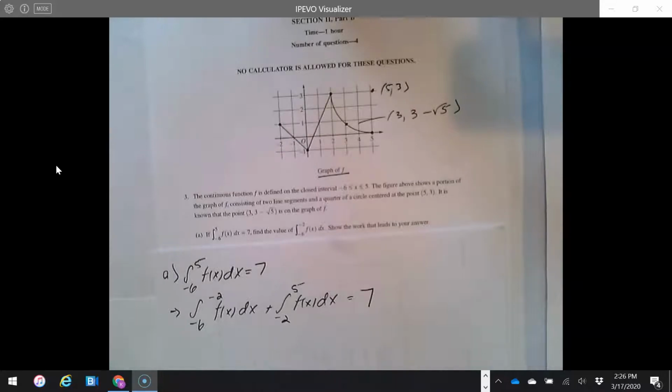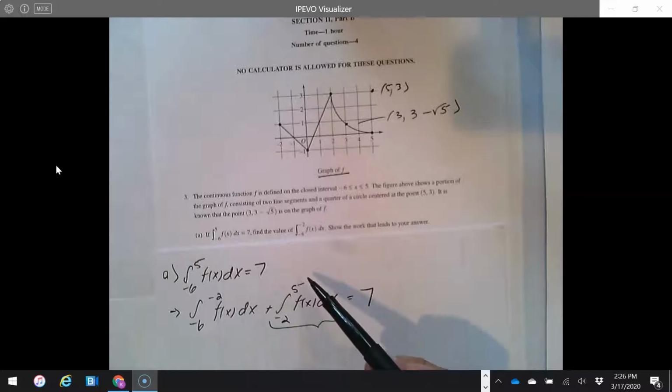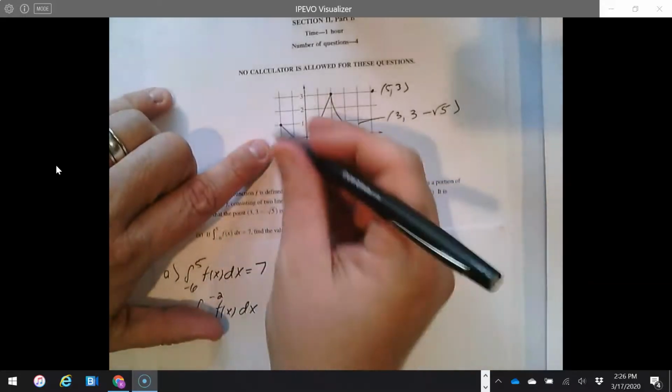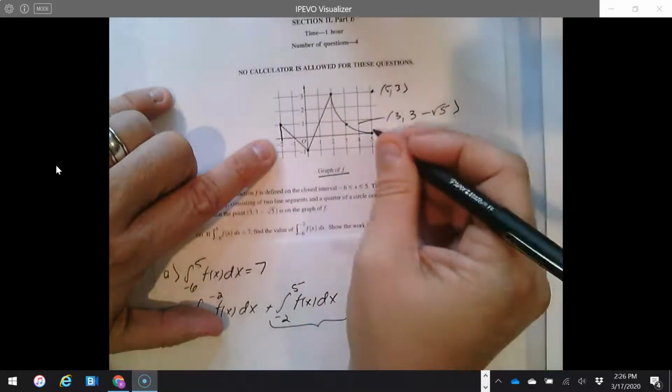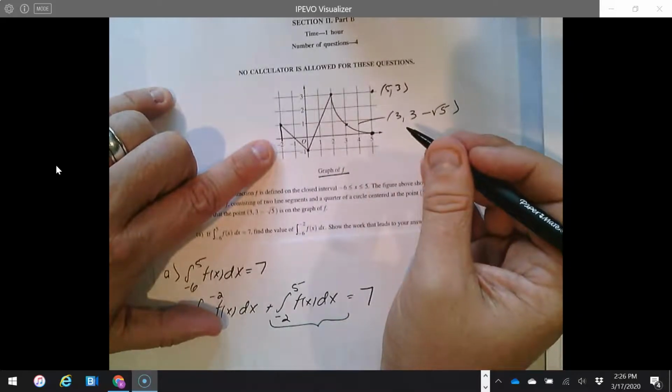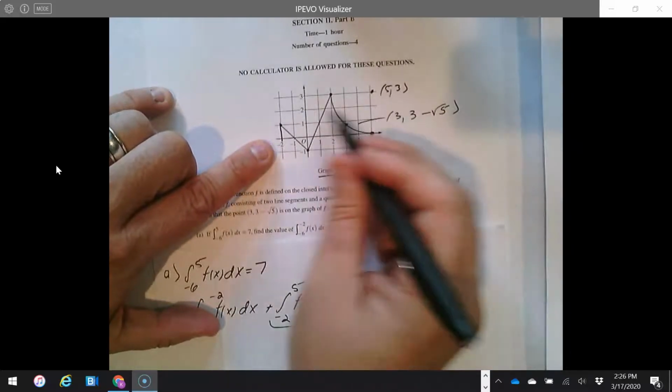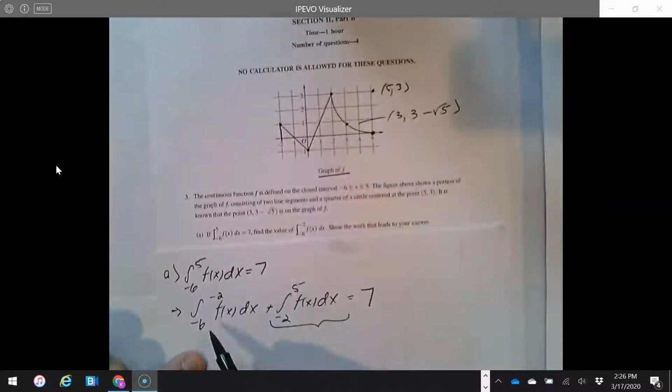Using some algebraic and geometry trickery, I can figure this part out using the graph. The integral from -2 to 5 just says I have to find the area from x equals -2 all the way to x equals 5. I can figure this out, and then I can say, well, the part that I don't know added to the part that I know is equal to 7, and I can subtract. So here's what I'm going to do. The integral from -6 to -2 of f of x.